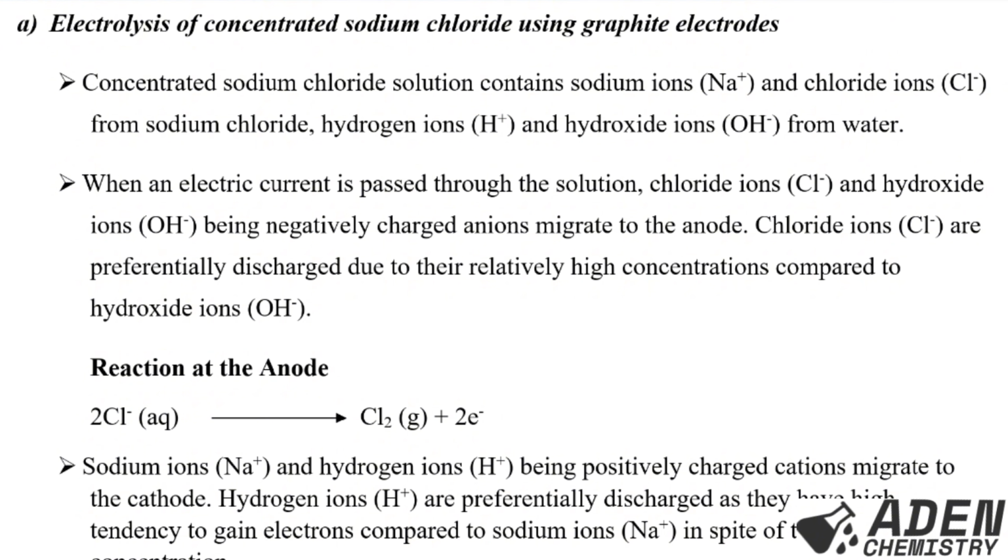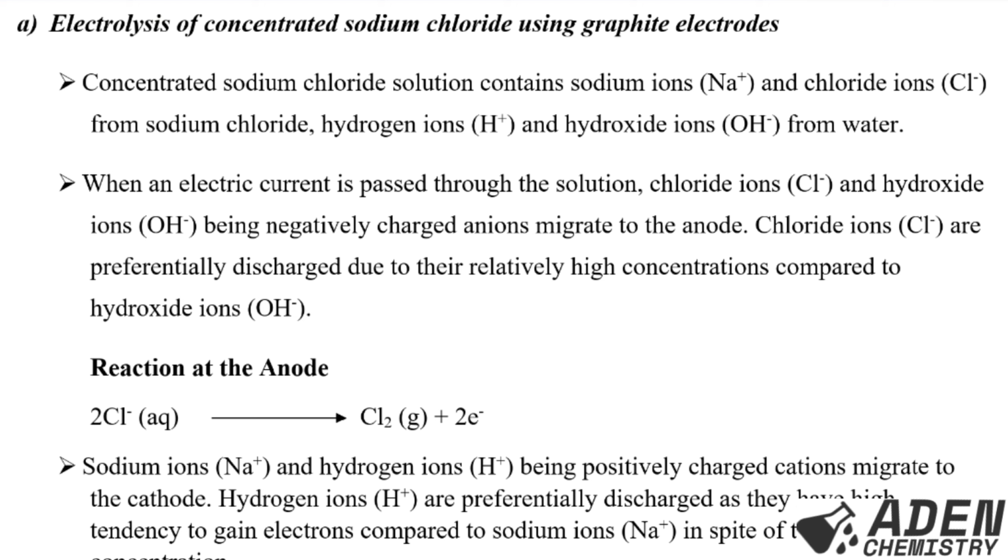Remember, the solution that we are talking about is a concentrated solution. That means the water in it is less. That means hydroxide ions are few. That means chloride ions are the ones that are in a high concentration. Therefore, chloride ions are preferentially discharged, and the reason is their relatively high concentration compared to the hydroxide ions. So we are discharging chloride ions, not hydroxide ions.